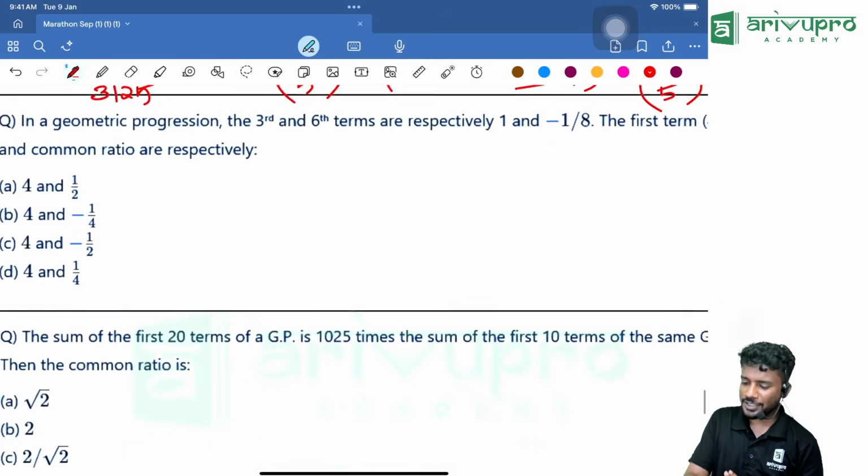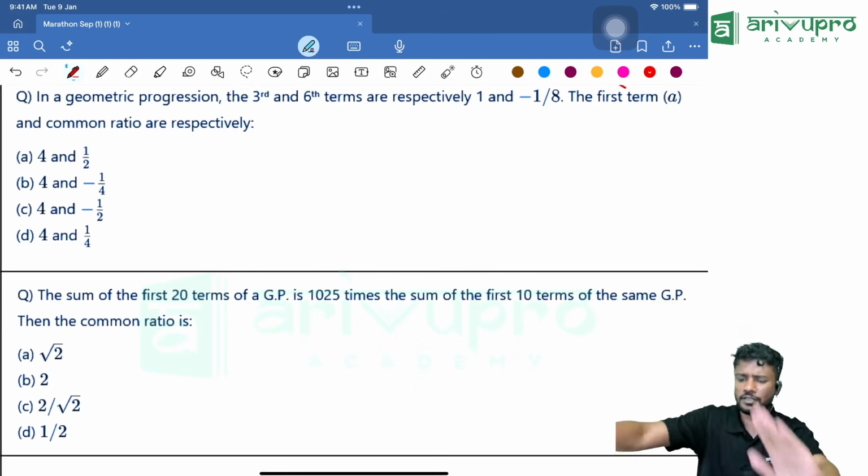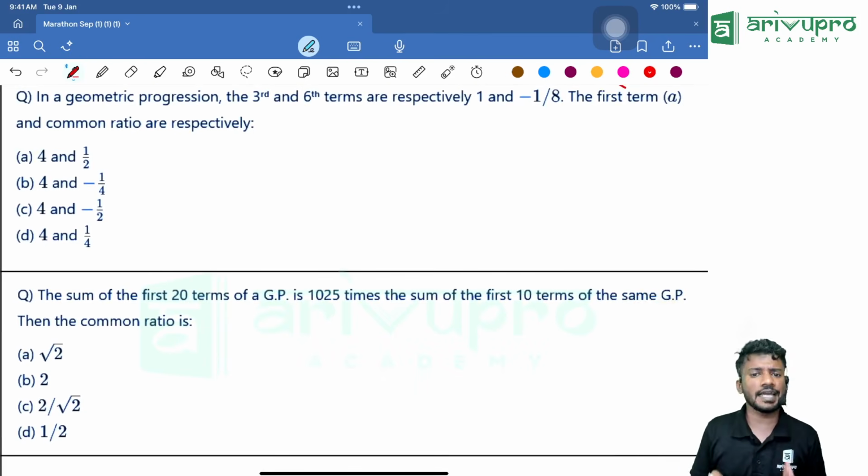Don't think about the factorization and the powers and all. Don't think about the roots and all. Just follow this method and you will get the answer.